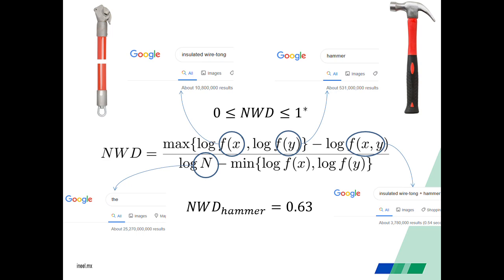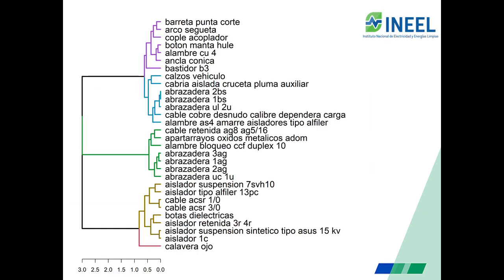So, for this case, the normalized web distance is 0.63, meaning that both the insulated wire tongue and the hammer are related, since both are tools, but they are used in different contexts too. On the other side, a more specific spare part for carrying out power lines maintenance, such as a pin insulator, attains a 0.19 value with the insulated wire tongue, due to a closer relationship within the context of power grid maintenance and insulation. Now we present the results for building a knowledge model.